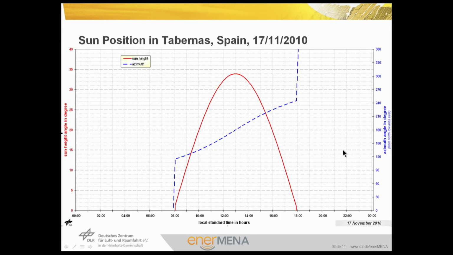In this graph we see an example for the solar position in Tabernas in Spain for one specific day. On the left y-axis we see the sun height angle in degrees. On the right y-axis we see the azimuth angle in degrees. The x-axis shows the local standard time in hours. So we see the sun height in red and the azimuth in blue.